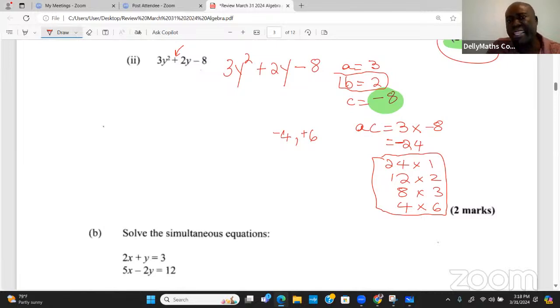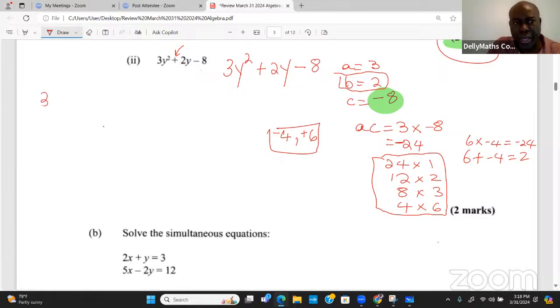That means the 4 will be negative. So we normally do a quick check. In other words, 6 times negative 4 does give us negative 24. 6 plus negative 4 does give us 2. So you could see that we multiply to get our AC and we add to get our B. So we have to take the numbers like this.